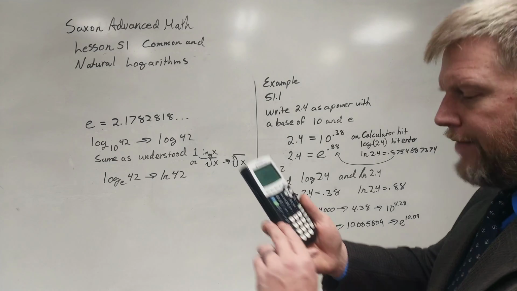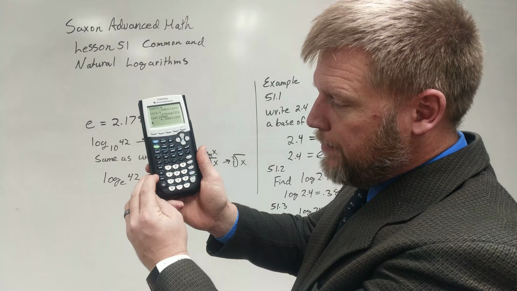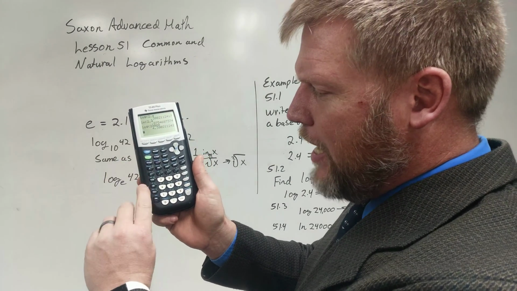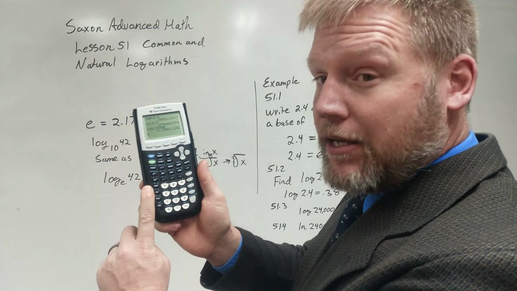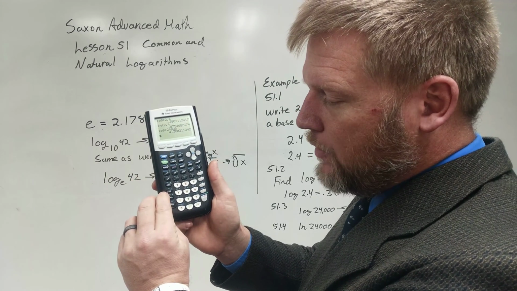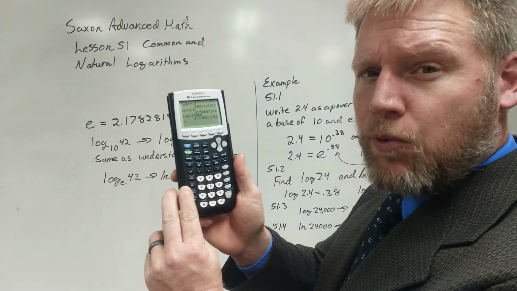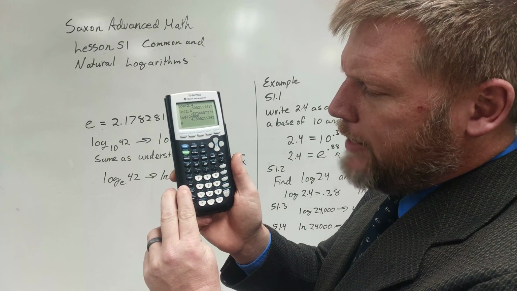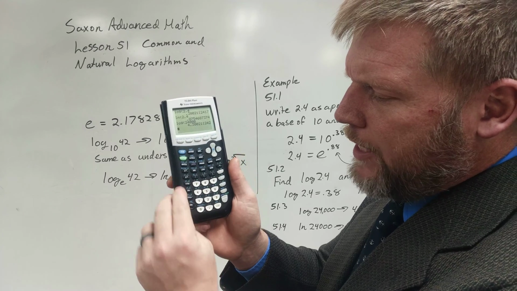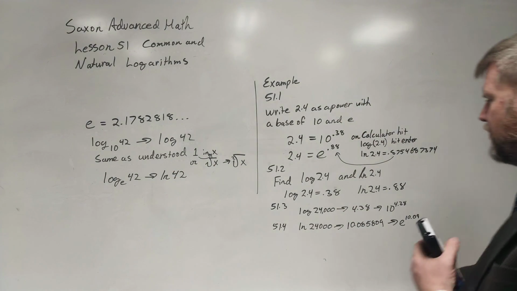If you notice here, I have a log and a ln button right there on the calculator. Notice that the second key is 10 to the x because the log deals with base 10. And the second key for ln is e to the x. That's important to recognize because that's the inverse function, the opposite function, and that happens a lot on the calculator. So let's look at the next example here.